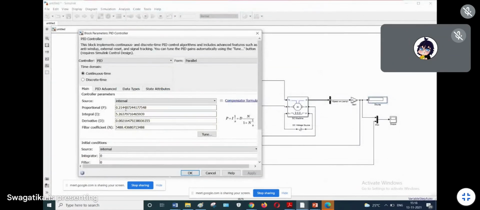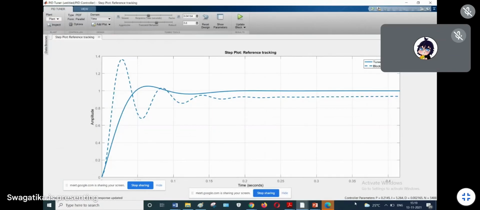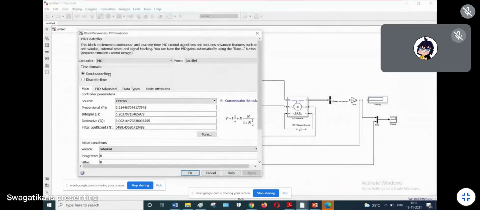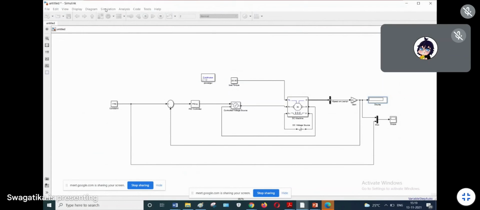See, now the value is being updated. Previously the value you can see here. Controller parameters are provided here in the right side corner. P, I, and D values are provided here, right? So that is being updated in your PID block. Now you have to just click on OK. Now run again.